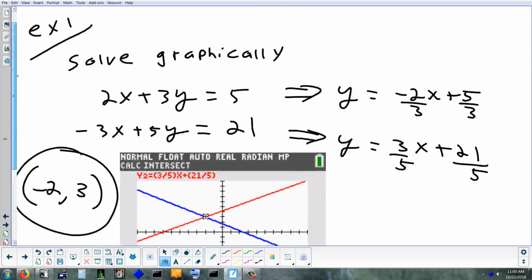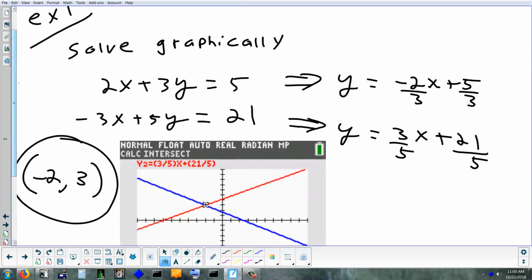Okay, so not super bad to really solve by hand. We could do it with algebra if we had to as well. You just have to take that and plug it in right there. You just use substitution. So it would be negative 2/3 x plus 5/3 equals 3/5 x plus 21/5. Kind of a pain with all the fractions, but you could do it.